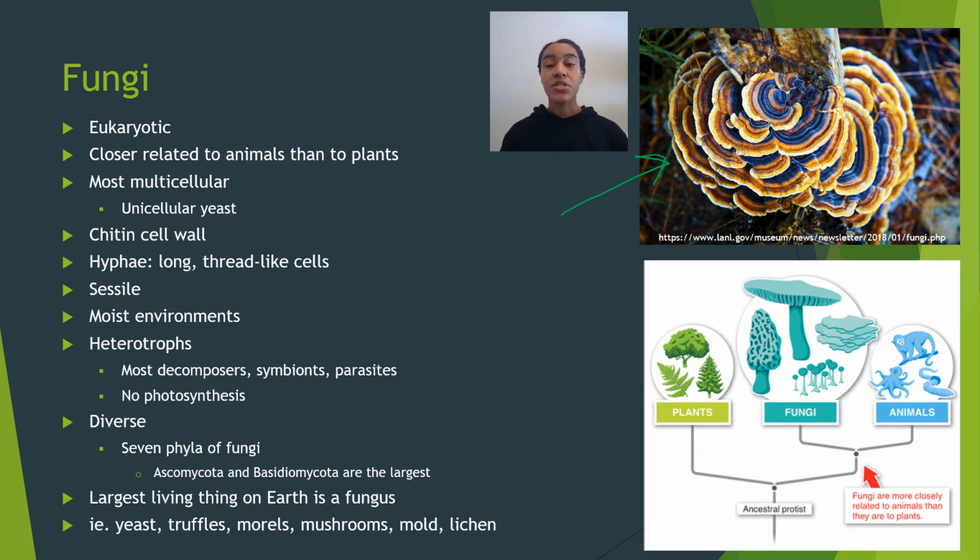Fungi are extremely diverse in their shape, size, structure, and habitat, but the vast majority of them have been placed into 7 phyla, and of these 7 phyla, the two phyla, Ascomycota and Basidiomycota, contain about 98% of all fungi. So there's a lot of diversity out there, but these two phyla are by far the biggest.